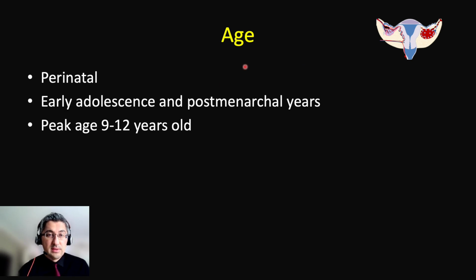There are two peaks for ovarian torsion in children: perinatal, usually more commonly prenatal, and early adolescence and immediate post-menarchal years. And this corresponds to 9 to 11 years old. So a 6-year-old child would be less likely to have ovarian torsion.